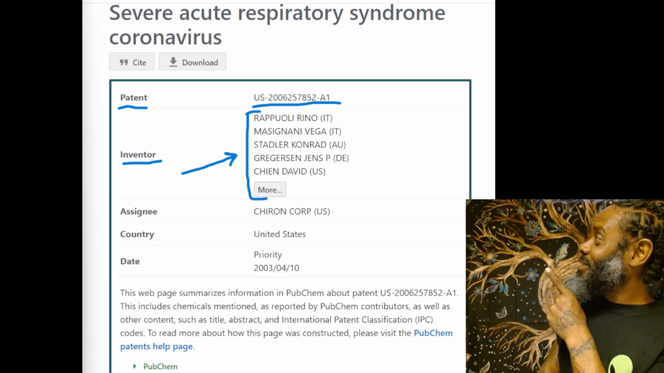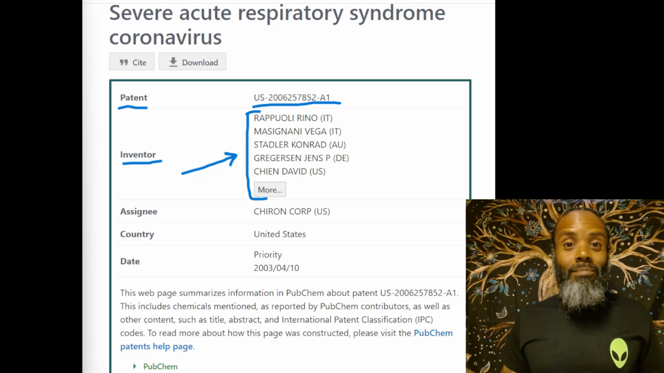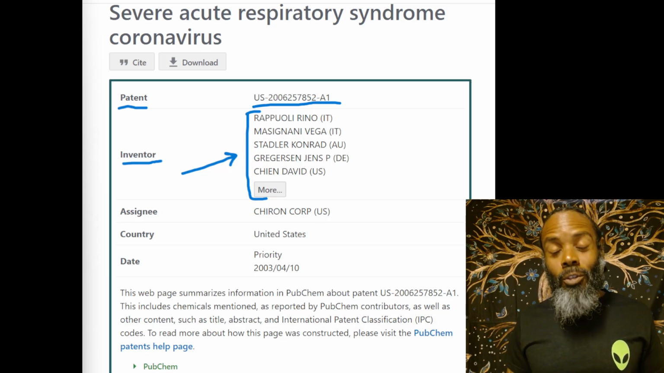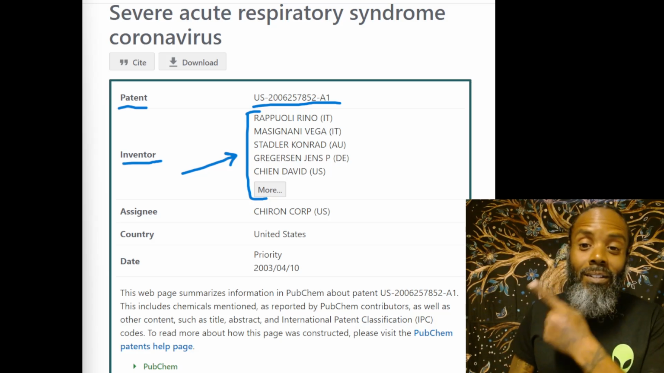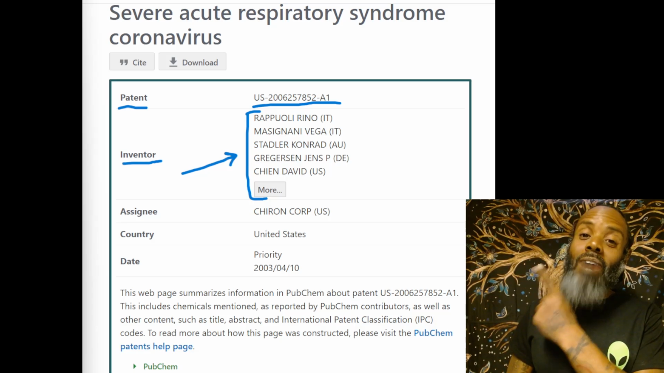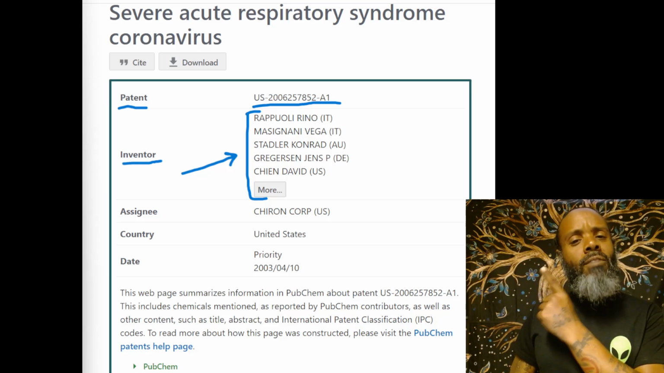Now patents are for inventions. Simple as that. You get a patent when you invent something that you want to protect from other people stealing. You don't want other people to be able to duplicate your invention. You get a patent on it. Someone tries to steal your invention, you can sue them. According to this, coronavirus has a patent, which means somebody invented it.